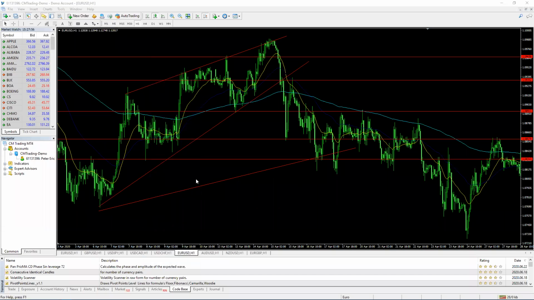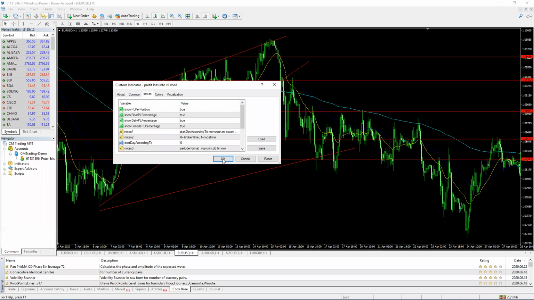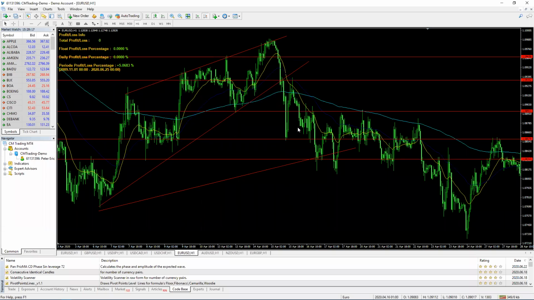So that's simple. But just I don't know how this indicator works. But either way, just a minute, what's up with it? Custom indicator details, okay, then okay. So yeah, there you have it. It's that simple.